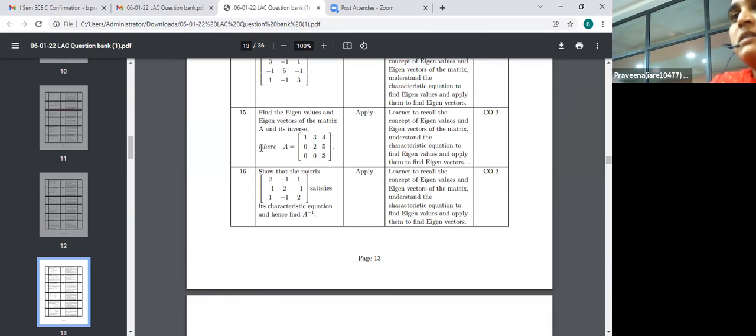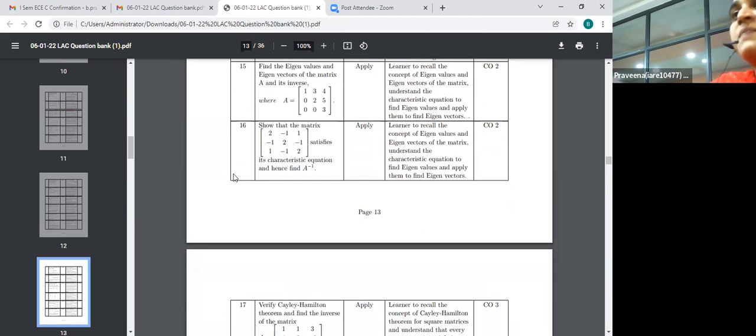Okay, and next 16th question: show that the matrix, it is also a 3 by 3 matrix, satisfies its characteristic equation and hence find A inverse. Tell me what is the concept of this? This is also a directly given statement of the Cayley-Hamilton theorem. Okay, first we have to verify that the given matrix satisfies the characteristic equation, that is the Cayley-Hamilton theorem. From that find A inverse. That is the 16th question.